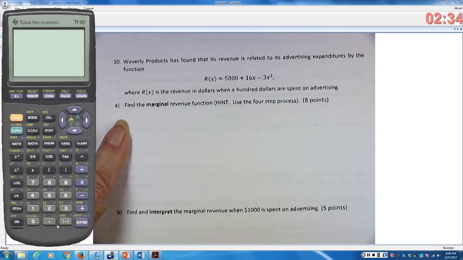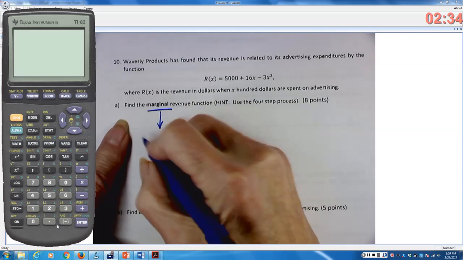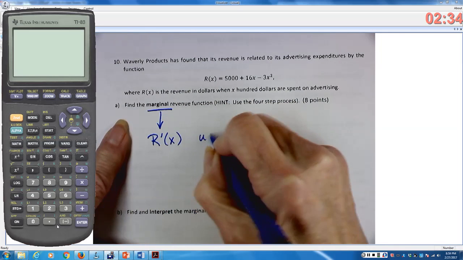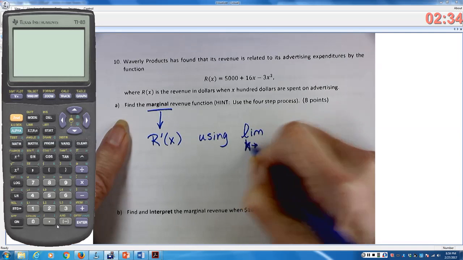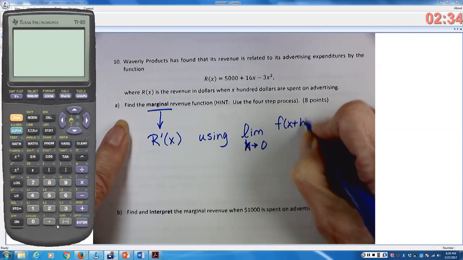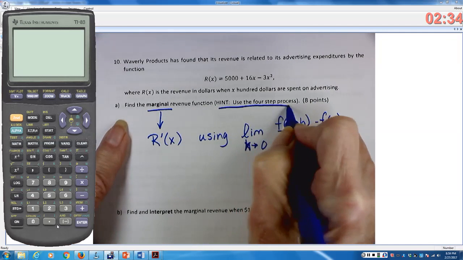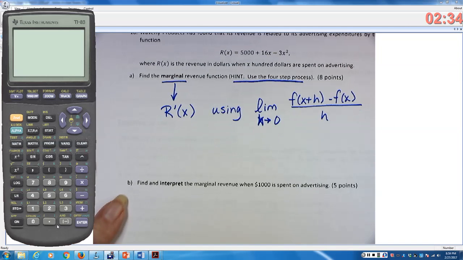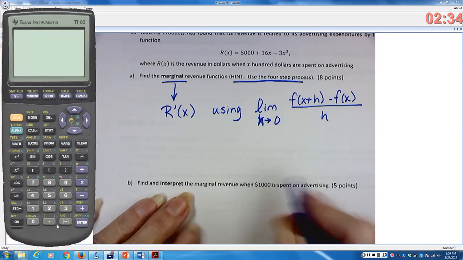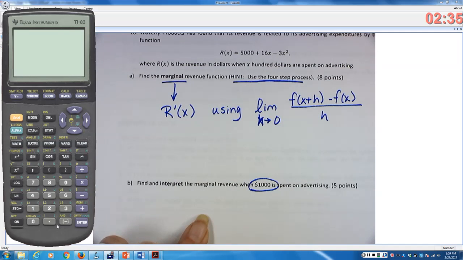A lot of people got this. Because all I'm asking you here for the marginal revenue function is R prime of x. I gave you the best 10 I could. Use the four-step process to find your derivative. And then I said find and interpret the marginal revenue when 1,000 is spent, and people that got this blew this, even though all you had to do was plug in a number into R prime.